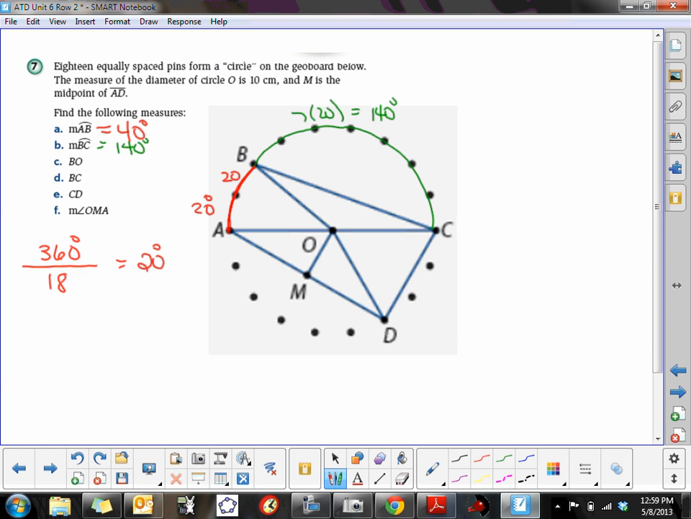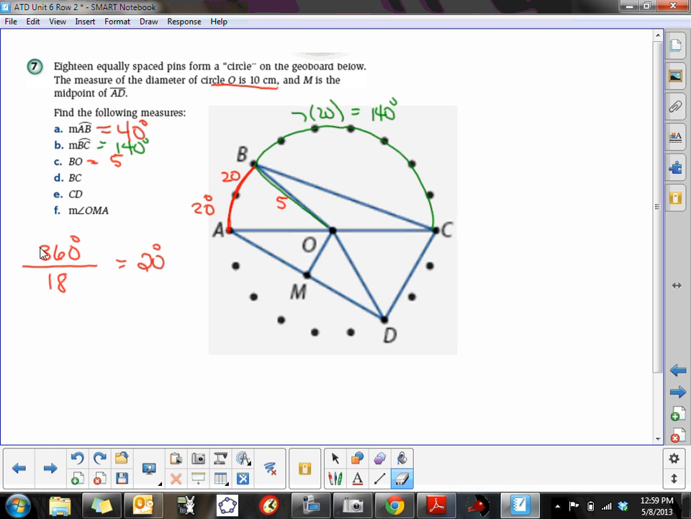Okay, and the next one is a length: the length from B to O. I recognize that as a radius, and they told me that the diameter of this circle is 10. So if the diameter is 10, we take half of it, and the radius is 5. So the length of the radius, BO, is 5. And then they asked me the length of BC.